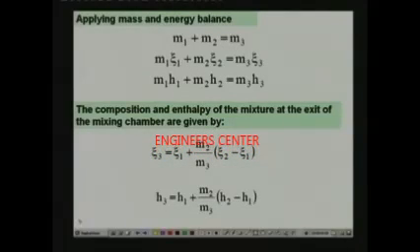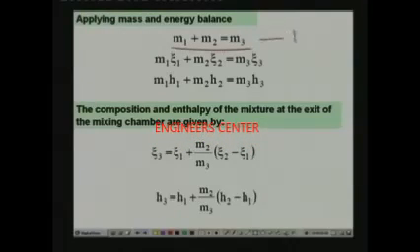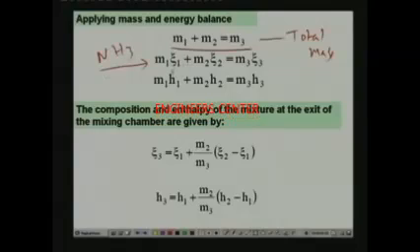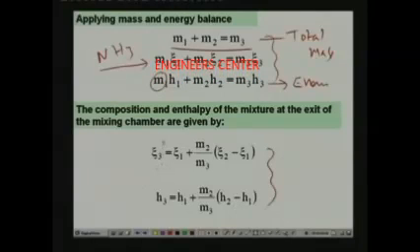If you are applying mass and energy balance, then you know that from mass balance m1 plus m2 should be equal to m3. This is the total mass balance. You can also write a mass balance for ammonia, right. So, m1 zeta 1 plus m2 zeta 2 is m3 zeta 3, and this is the energy balance for the adiabatic mixing chamber. So, no heat transfer, no work transfer. So, the composition and enthalpy of the mixture at the exit of the mixing chamber, using these equations and eliminating m1, you can easily show that the mixture composition is given by this and the enthalpy is given by this simple equation.